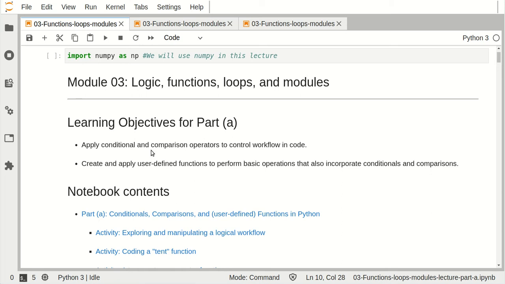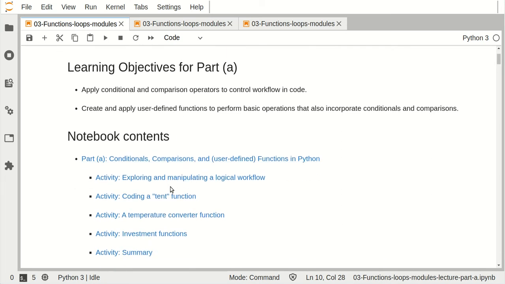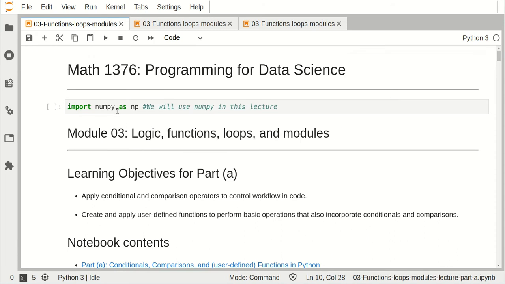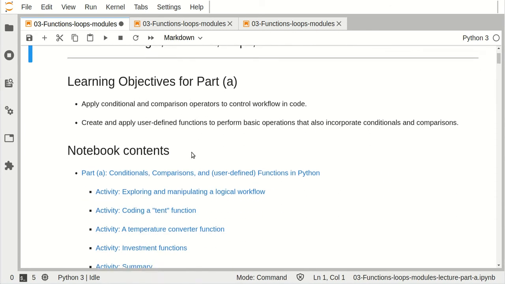Welcome to this short recorded video that will go over the 4 activities that are not the summary activity for the Part A lecture notebook in Module 3. You will need to have NumPy imported as np for completing some of these activities.